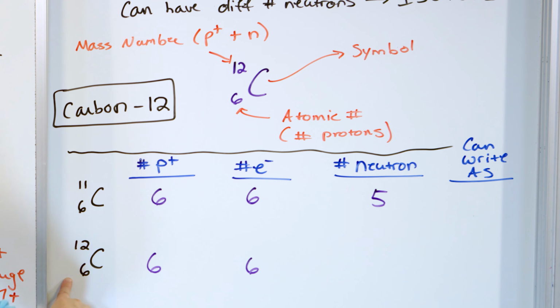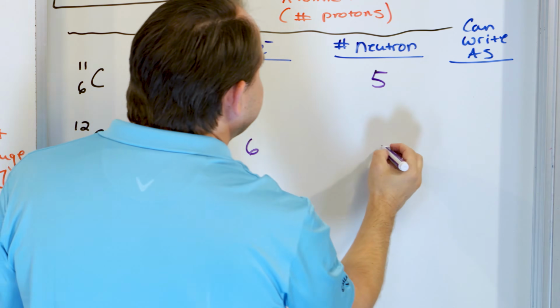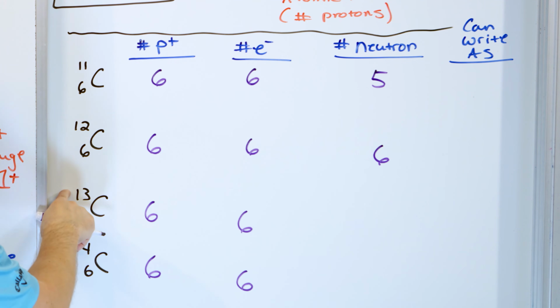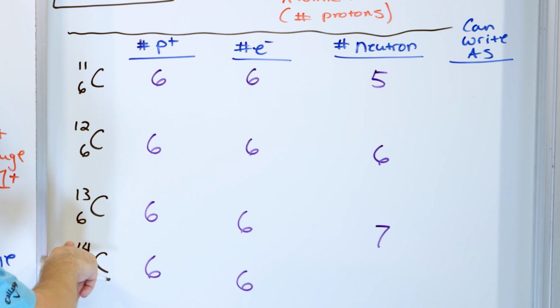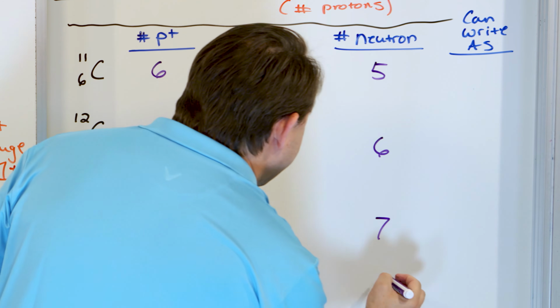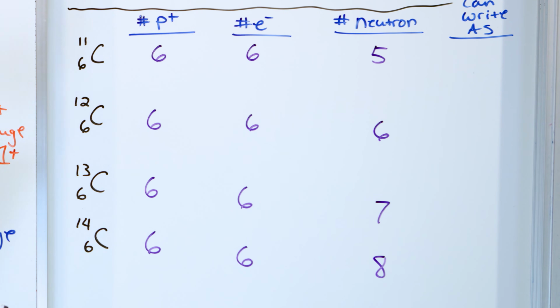Now here we subtract 12 minus 6, there's 6 neutrons here. Here we subtract 13 minus 6, there's 7 neutrons there. Here we subtract 14 minus 6, so we have 8 neutrons right here. So what do you notice in this table?